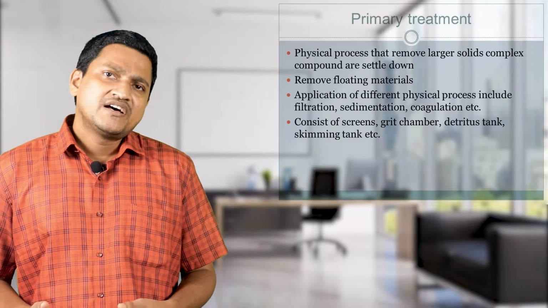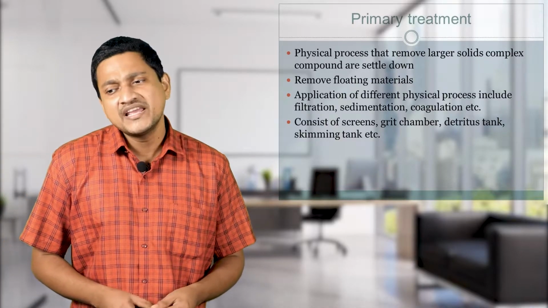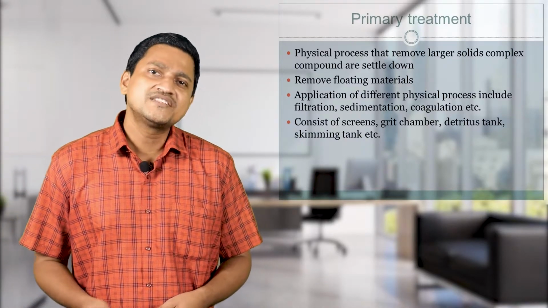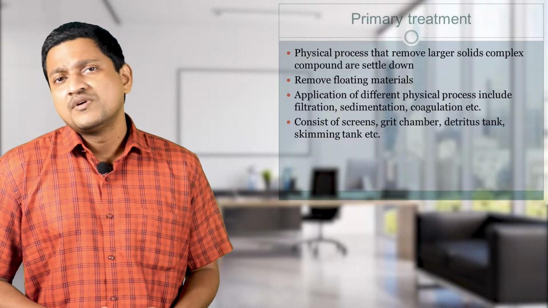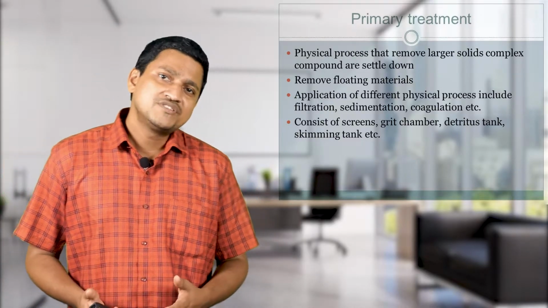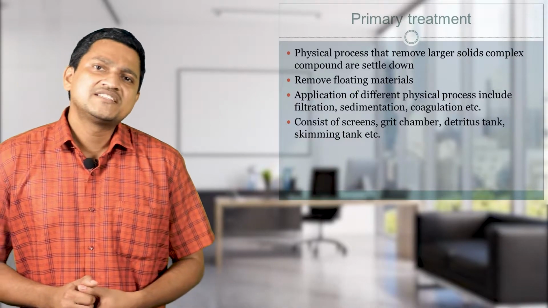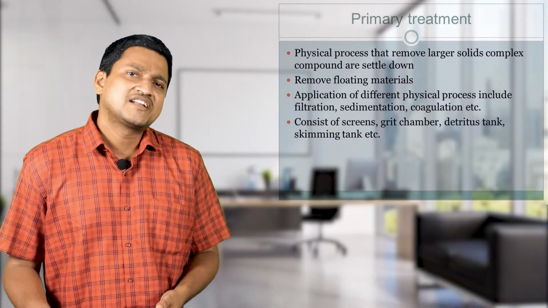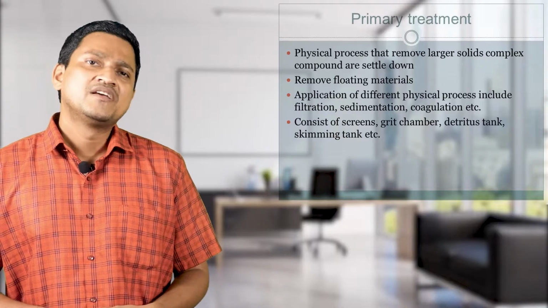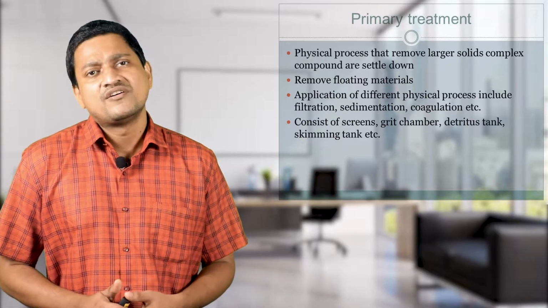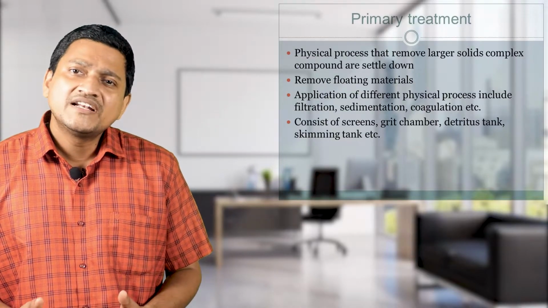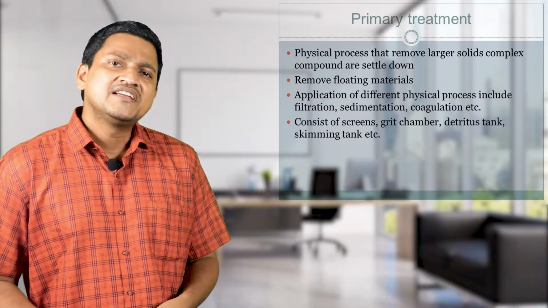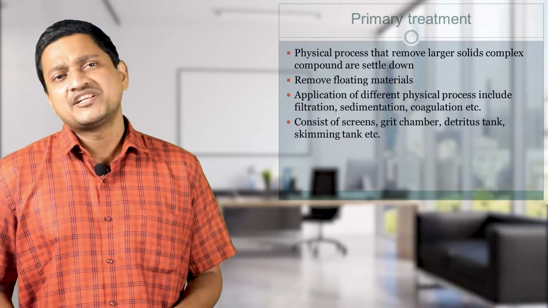First we discuss the primary treatment methods. It is also called a physical process, in which large solid compounds are settled down and removed. For example, large materials like rock particles, plastic materials, boxes, etc. can be removed in the first treatment step. Floating materials are also removed in this step. Different physical processes, including filtration, sedimentation and coagulation, are the steps involved in the primary treatment process.